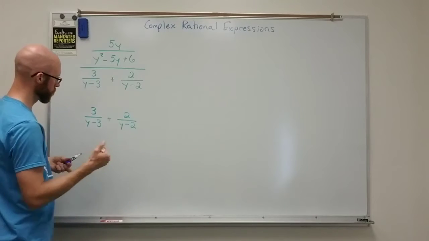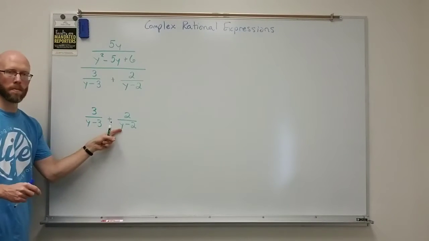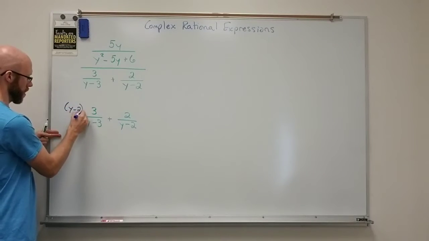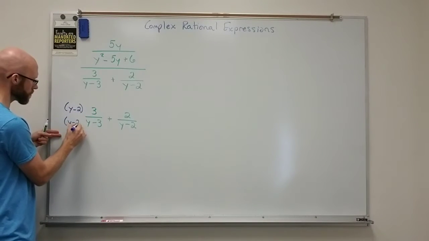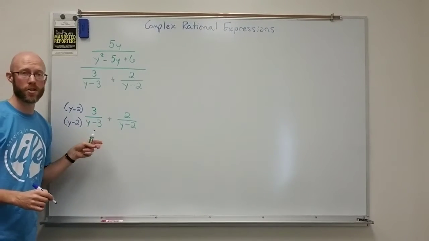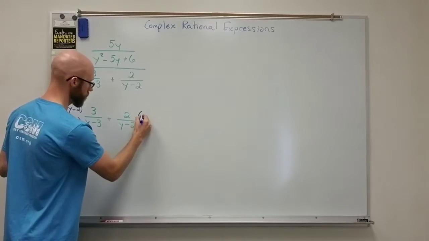I'm going to, in this first fraction, multiply by the y minus 2 because that's the missing factor. And in the second fraction, I've got to multiply by the y minus 3 because that's the missing factor there.